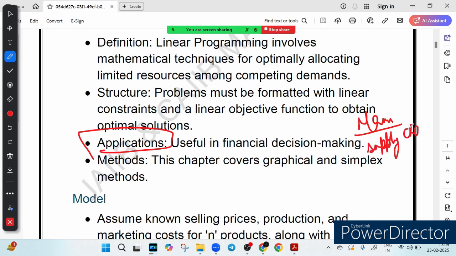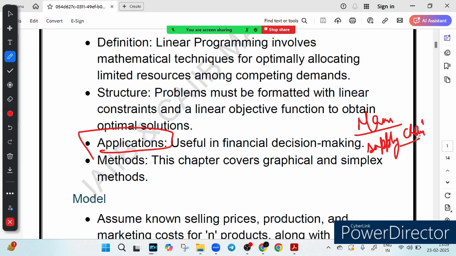Then you can use it in the supply chain. Supply chain means optimizing warehouse space and transporting. You can use it in healthcare, which means allocating hospital resources efficiently, right? So these are the places where you can use this so-called linear programming: banking and finance, manufacturing, supply chain, healthcare. So linear programming is everywhere. It is the super calculator that finds the best way to use what you have.